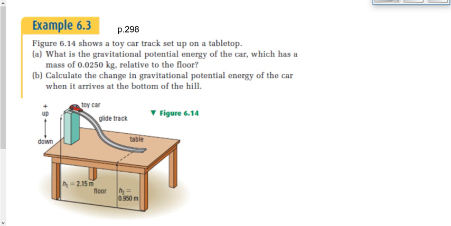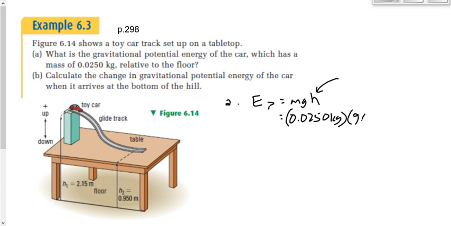If I want to find my potential energy relative to the floor, then I'm going to use this equation using the height relative to the floor. The mass is 0.0250 kilograms. I don't need to convert that because it's already in kilograms. G, we're going to assume is 9.81 meters per second squared because presumably we're on Earth. And h, relative to the floor, the car is 2.15 meters up.